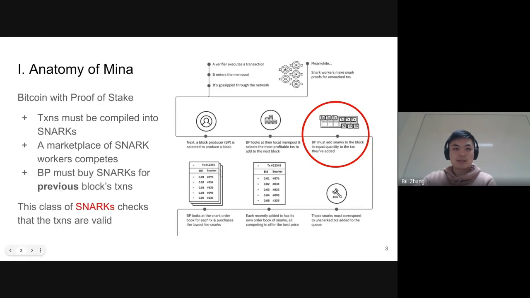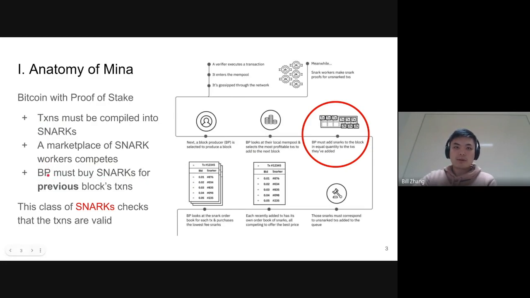Actually, I can turn on the laser pointer. That's better. Okay, transactions should be compiled into snarks. And there's a marketplace of snark workers that is responsible for doing this compilation, and they're competing to get paid for each of these. So you see that there's an order book of snarks that you can select from, and the snark workers are going to try to offer you the lowest fee to compile your snarks. And block producers, or BPs, have to buy snarks for transactions from these snark producers. So that's how the snark workers make money, is they take the money from the block producers.